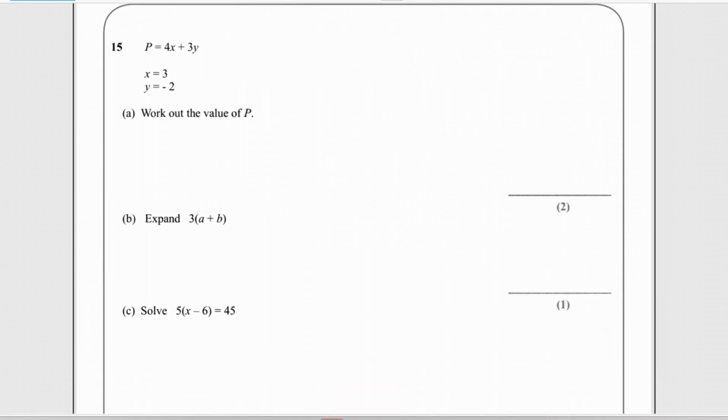We have this question 15. Work out the value of P. So P is equal to 4x plus 3y. 4x is 4 times x, which means 4 times 3 right there, plus 3y. 3y will be 3 times negative 2. And then you add them together. So 4 times 3 will give you 12. 3 times negative 2 is negative 6. 12 minus 6, and that is 6.